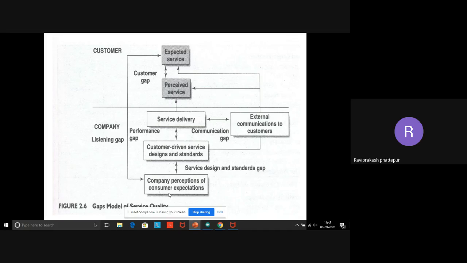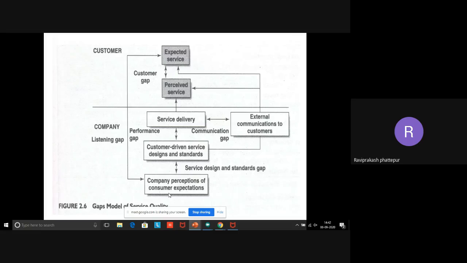So in that case, your expectation is something and the delivery is something else. If the delivery is greater than your perception, that means you are delighted. Otherwise, you are disappointed. So this is the second gap.